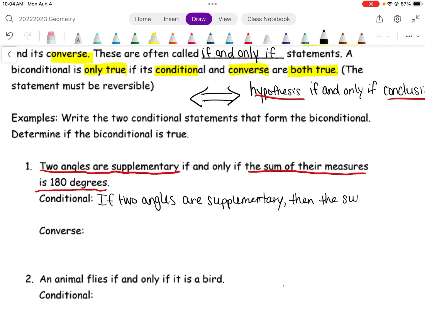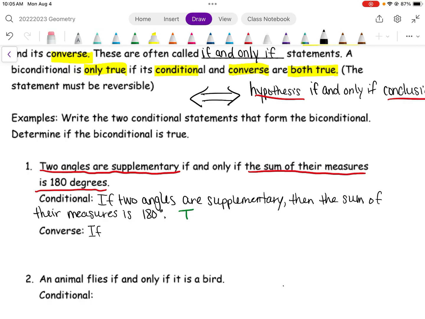then the sum of their measures is 180 degrees. Okay, so let's think, is that true or false? If two angles are supplementary, then the sum of their measures is 180. That's true because that's just the definition of supplementary, okay? Supplementary means they add to 180, true. So the converse, we would just take that and flip it.